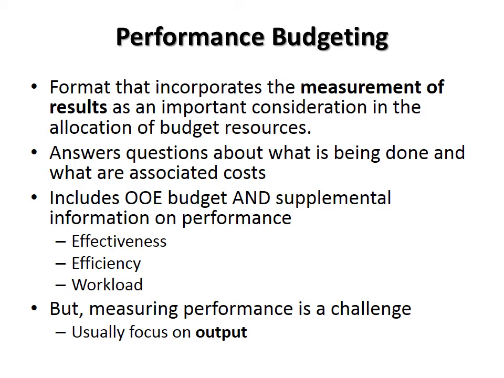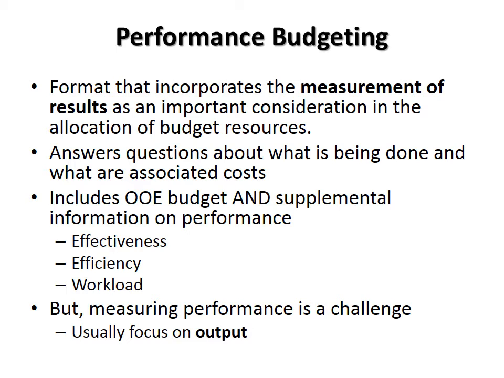Performance budgeting is a budget format that takes the line item or objects of expenditure budget a step further and incorporates the measurement of results in the allocation of budget resources. So, the use of performance budgeting also incorporates questions about what's being done by government and what the associated costs are. Performance budgeting includes the line item or objects of expenditure budget and supplements that with information on performance, including information about effectiveness, efficiency, and even workload.